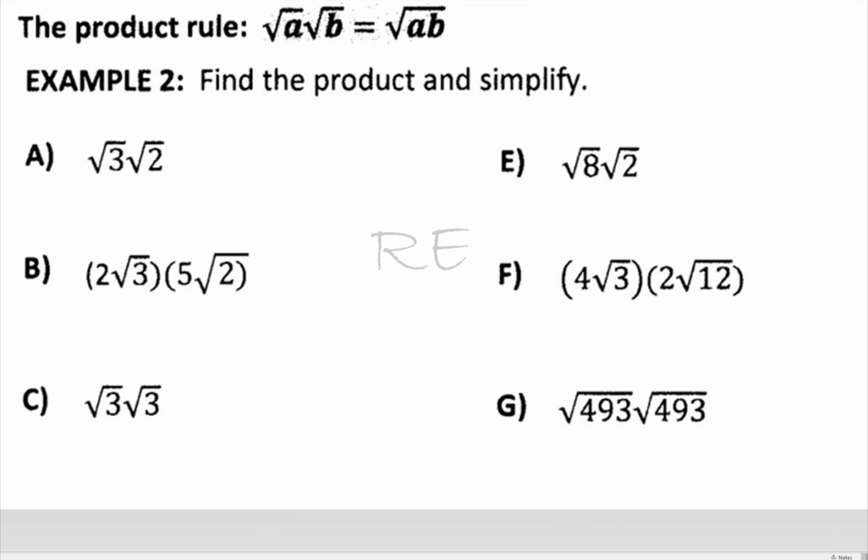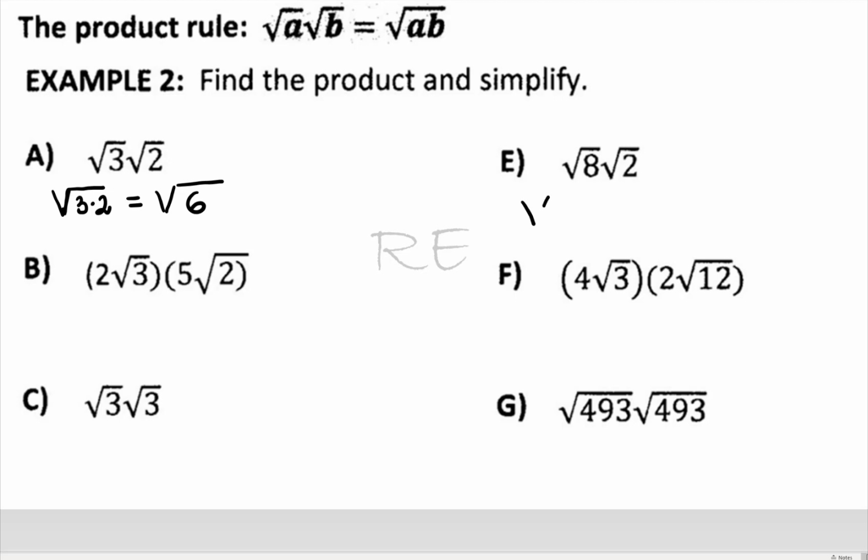Square root of a times square root of b is equal to square root of a times b. Square root of 3 times square root of 2, we can put them together, is square root of 3 times 2, which is square root of 6. And it's already simplified.